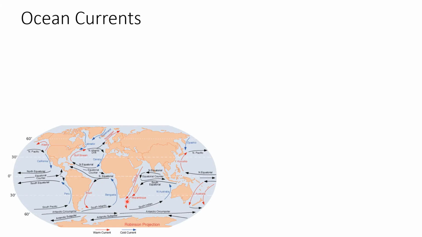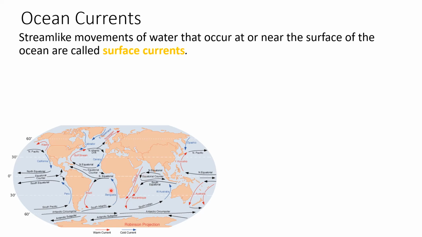So the salinity is also going to have a little bit of an effect on the currents in the ocean. Okay, so stream-like movements of water that occur at or near the surface are called surface currents. So a current is just like a river that's flowing, okay? Except this is how large bodies of water are moving. Surface currents are these patterns that you'll see of how the surface waters get pushed around on the surface.